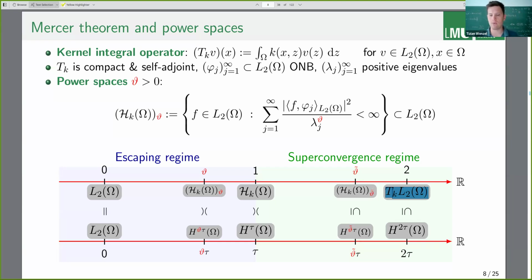Then also doing the interpolation in between 1 and 2, we obtain the power spaces in between, and the Sobolev spaces in between, and this subset relation simply carries over. Okay, this will be the framework we are dealing with, and we will see this slide again later on.